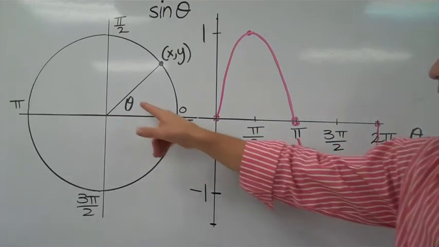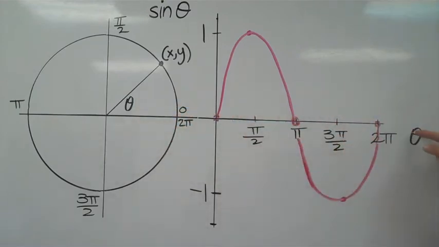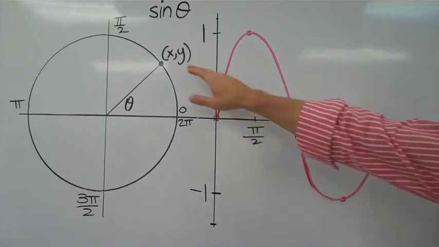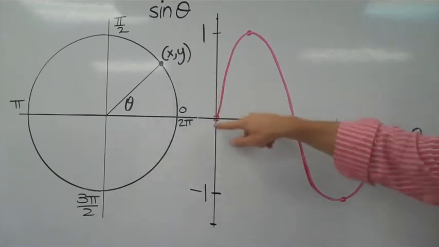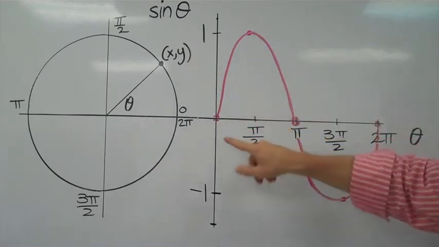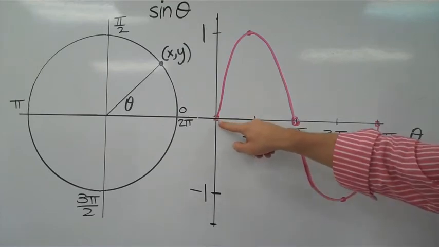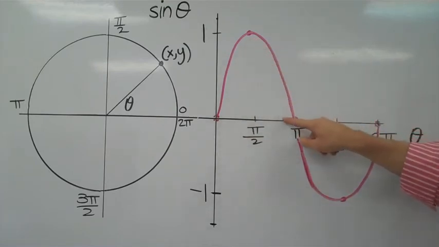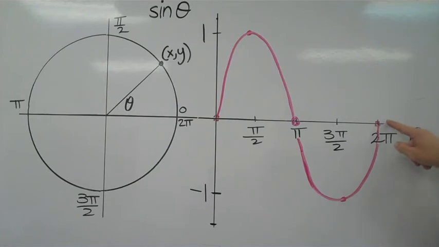If I think about graphing theta on the independent axis and looking at the change in sine, or the change in the y-coordinate as theta changes, I'll get a curve that looks like this. The 5 points that you want to know are 0, 1, 0, negative 1, and back to 0. Please memorize this for the sine curve.